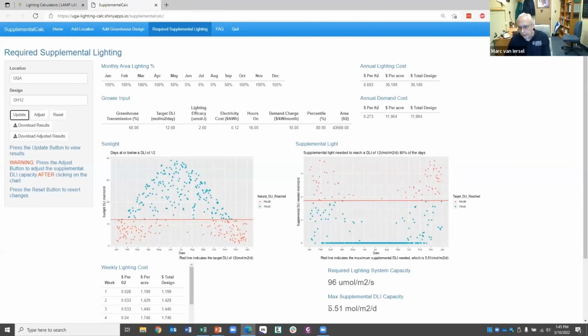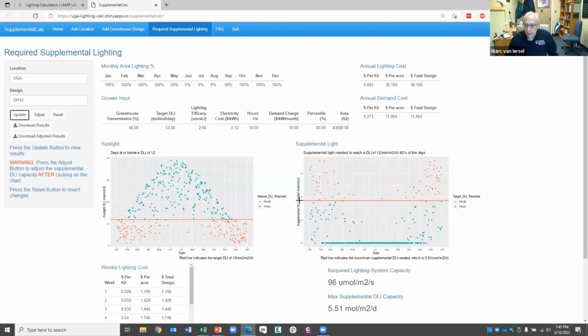And at the bottom right here, you can see that you need to install a lighting system that can provide 5.5 moles per square meter per day. And if you run your light 16 hours a day, that basically means that you need an instantaneous PPFD from your lighting system of 96 micromoles per square meter per second.